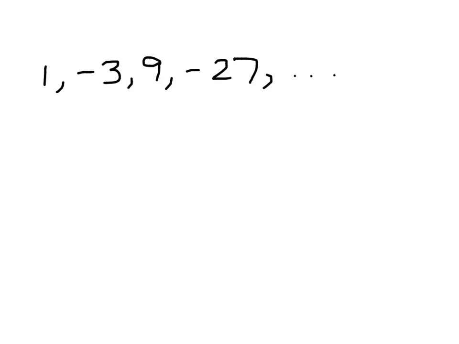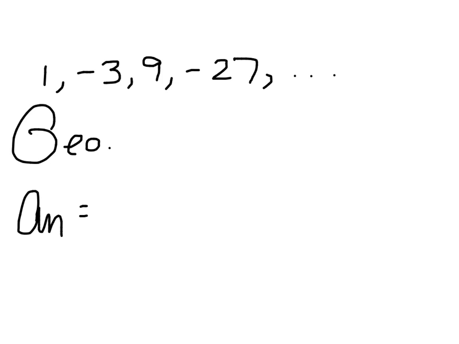Arithmetic, geometric, or none of the above? Why is this geometric? What are we doing? Multiplying it by negative 3. Good. So a sub n equals, what's the first term? 1. Negative 3 was the ratio you told me, to the n minus 1. Nice job.